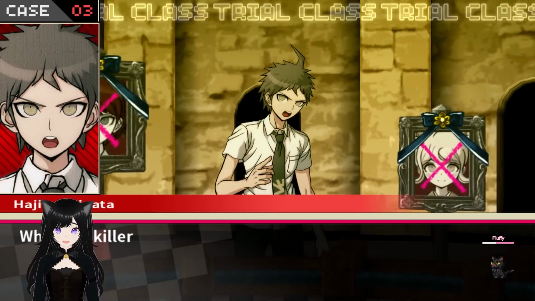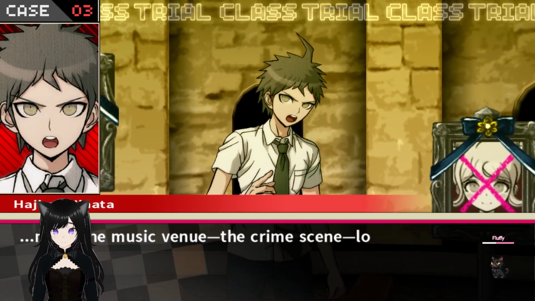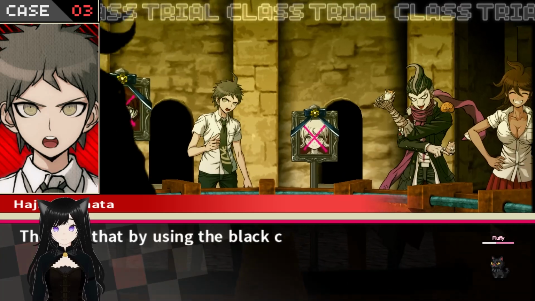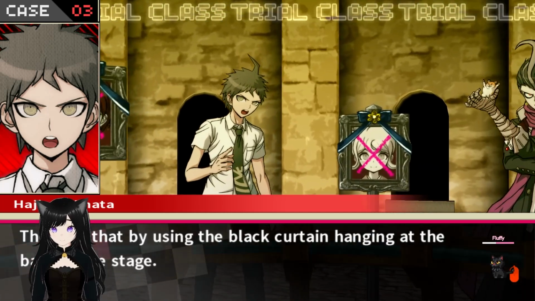They put the curtain up at the What the music killer venue, did was- right? Make the music venue, the crime scene, look like the conference room. Right. Okay. They did that by using the black curtain hanging at the back of the stage.